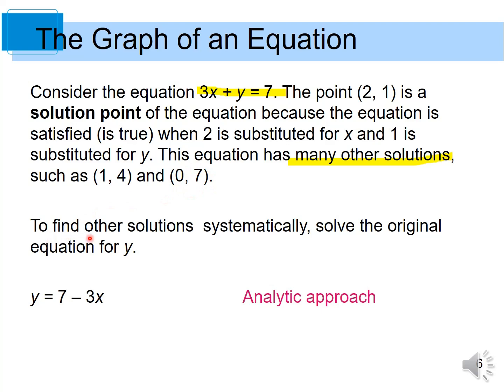To find other solutions, systematically solve the original equation for y. So this is the y equation. How to obtain the y equation? From the original equation, we keep y on the left side and the constant and x variable on the right side. So this is the first step to get the y equation.